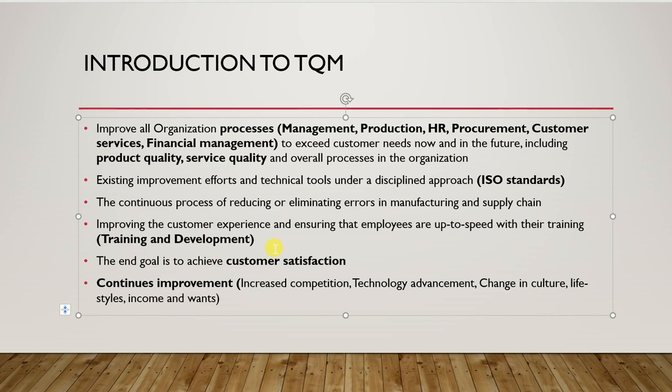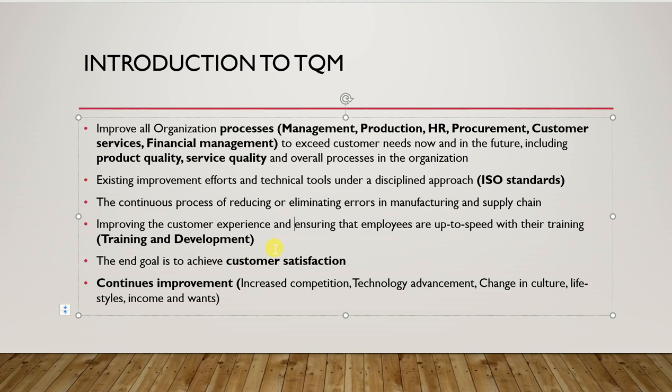And TQM is also focused on training and development, because if we train and develop our employees, then that helps us to implement TQM in our organization as quickly as possible. And the end goal is that TQM is all about customer satisfaction. We say that customer is first, customer is king. When there is no customer, there is no business. So the overall goal of TQM, or total quality management, is to achieve customer satisfaction. And customer satisfaction is achieved through providing quality products and services.